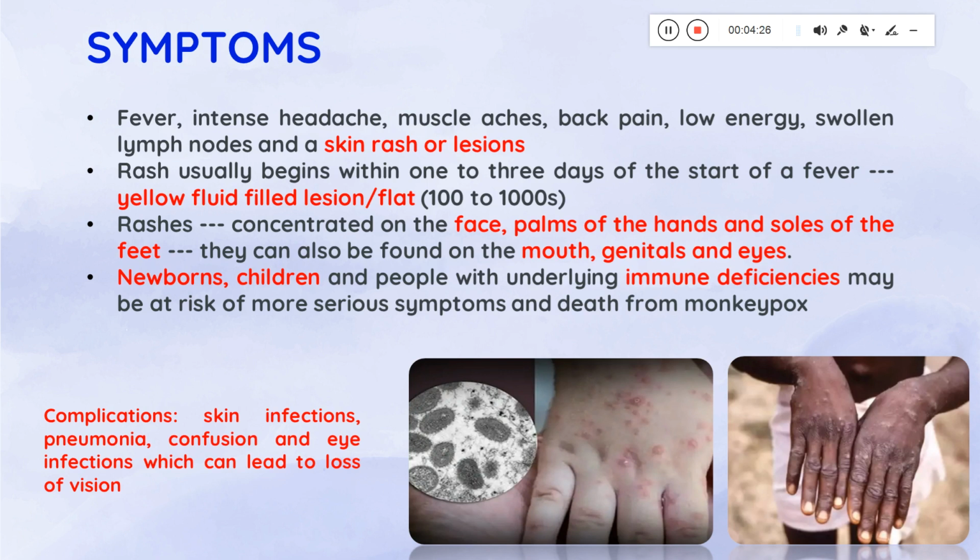So coming to where exactly these lesions might form. They can form in various parts of your body. The most concentrated regions will be the face, palms, hands, soles, genital region, eye region, and mouth region. These are the major areas where these kinds of rashes will be seen. And as I told you, newborn children and people who are immune compromised will definitely be at higher risk of developing these symptoms.